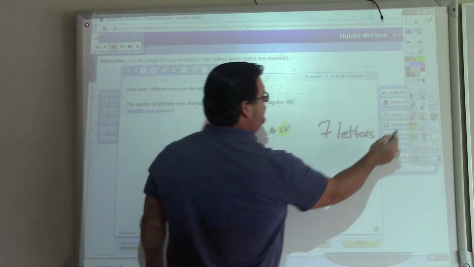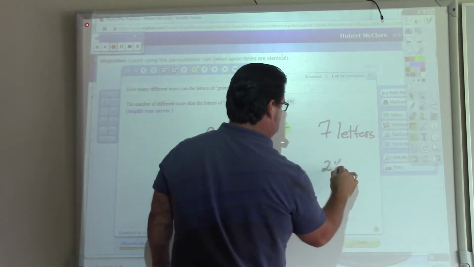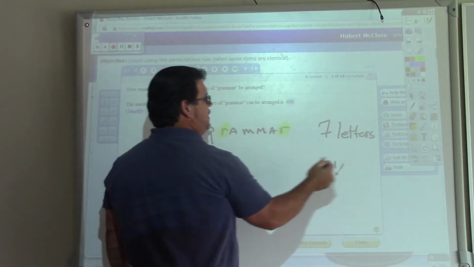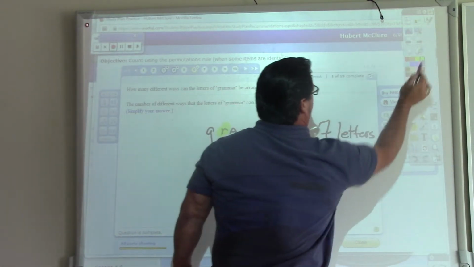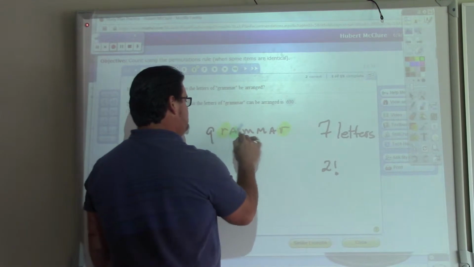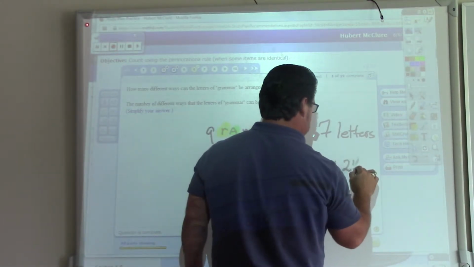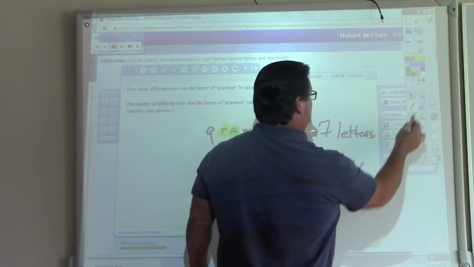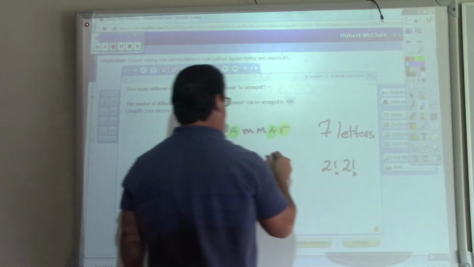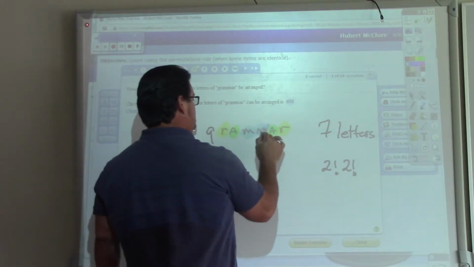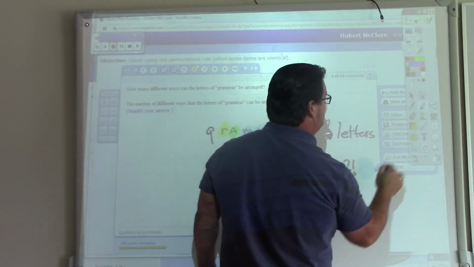So that'd be a 2 factorial. And then you got 2 what? A's. 2 A's. That would be 2 factorial. And then you got 2 M's. And that would be 2 factorial.